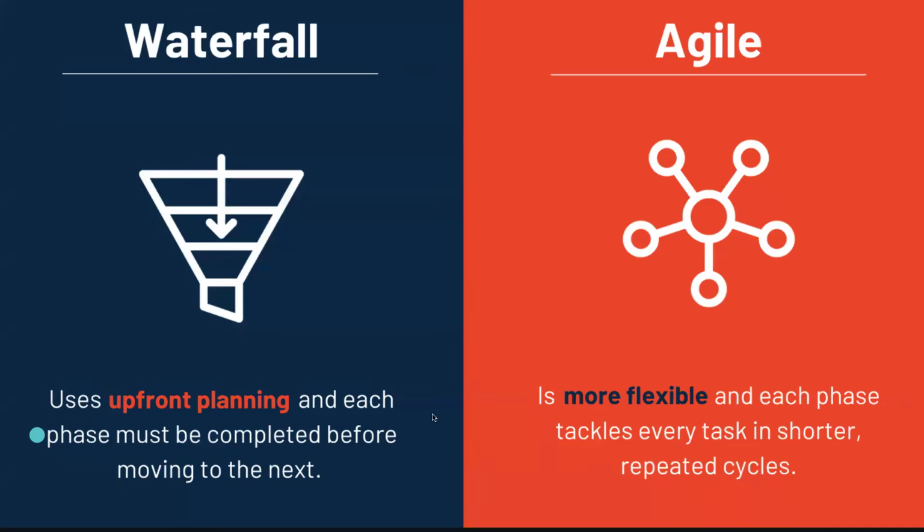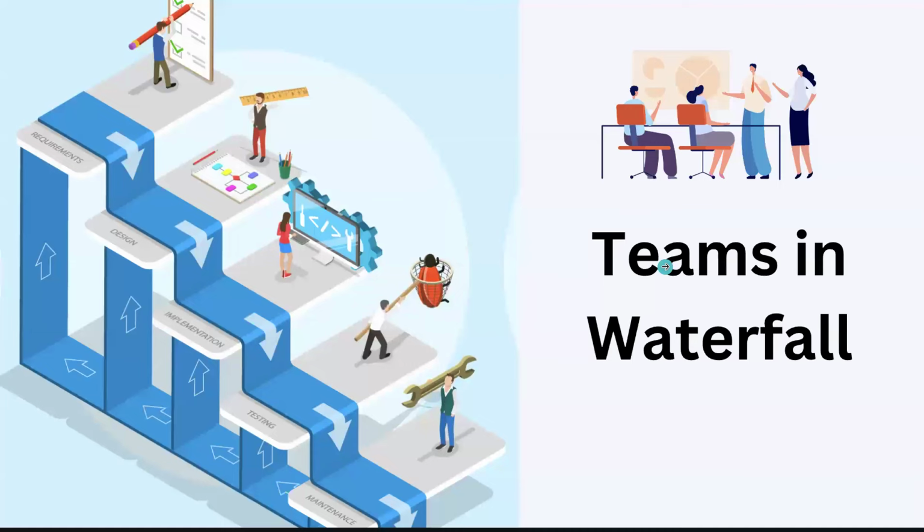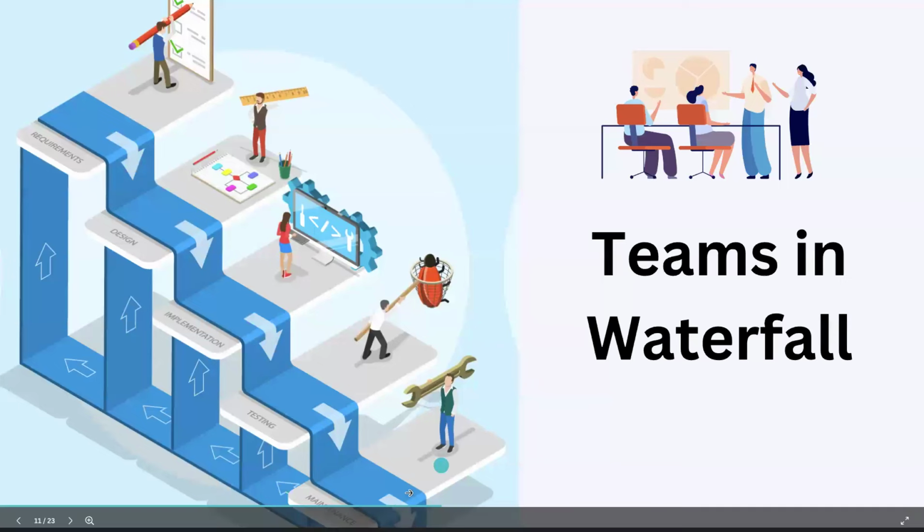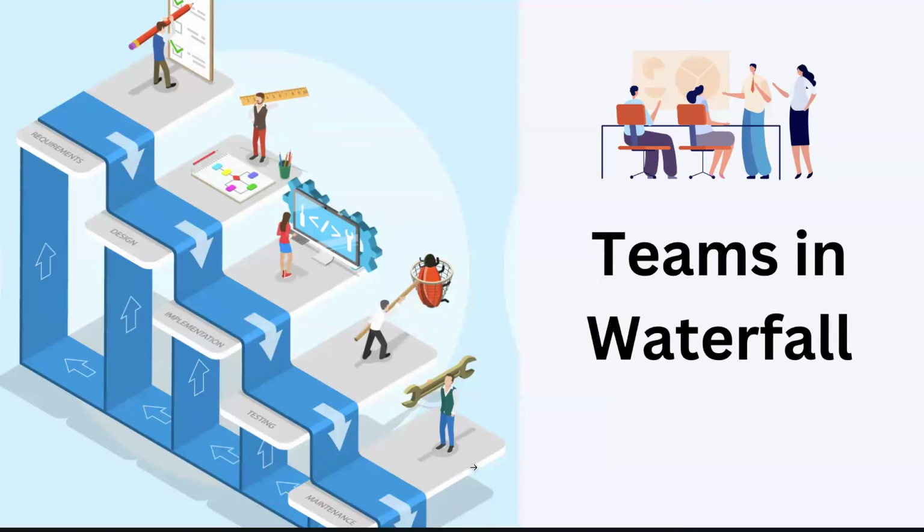Now, moving on. In the waterfall model, different teams used to work in different areas. As I mentioned, it's downstream. You start gathering the requirements and go all the way to implementation and maintenance. Now, there are certain teams involved in this work.